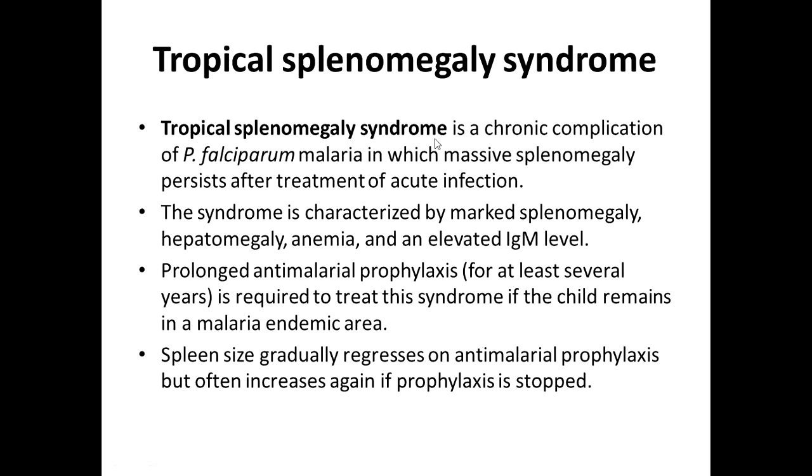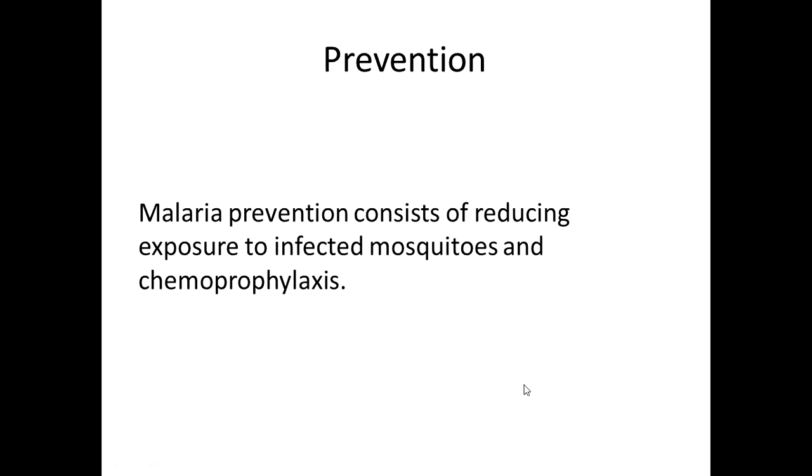Tropical splenomegaly syndrome is a chronic complication of falciparum malaria in which massive splenomegaly persists after treatment of acute infection. The syndrome is characterized by marked splenomegaly, hepatomegaly, anemia, and elevated IgM level. Prolonged antimalarial prophylaxis for at least several years is required to treat the syndrome if the child remains in a malaria endemic area. Spleen size gradually regresses on antimalarial prophylaxis, but often increases again if prophylaxis is stopped.